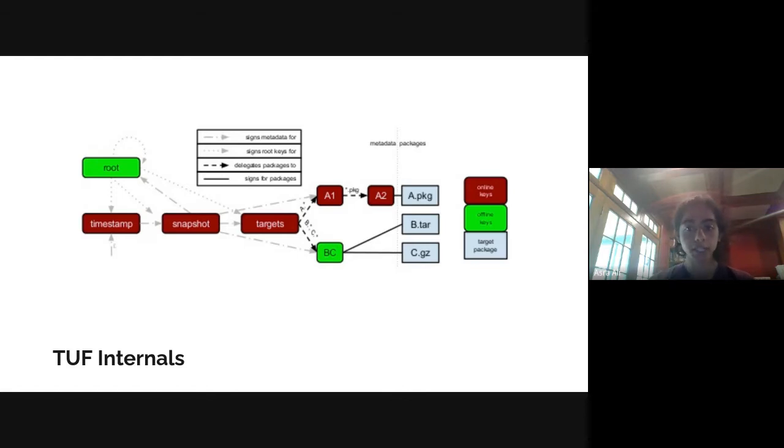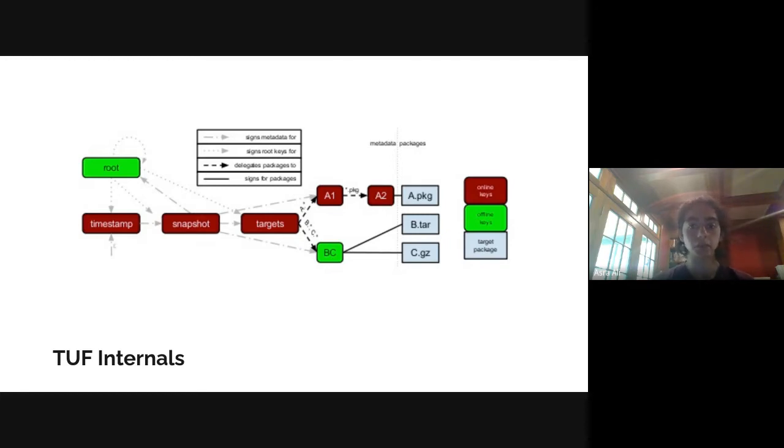There are two other roles, timestamp and snapshot. They're kind of similar and they build off of each other. A snapshot role is basically telling you what version of the root and targets are given at a certain time. And likewise, the timestamp role is telling you, do you have an update? So it's telling you, okay, what was the latest snapshot of the repository?